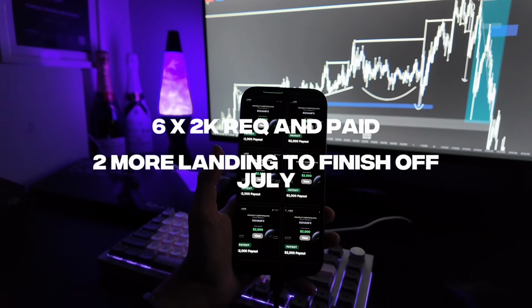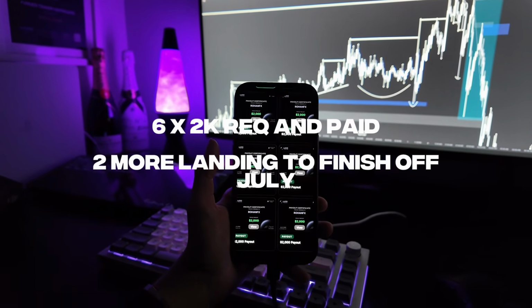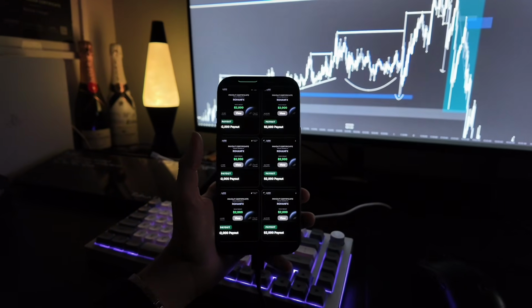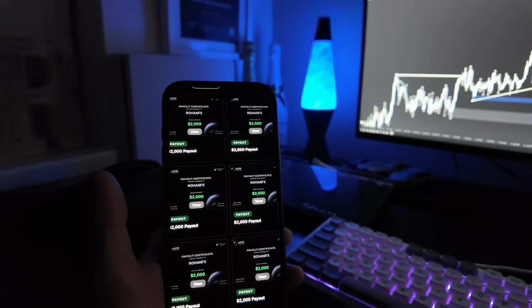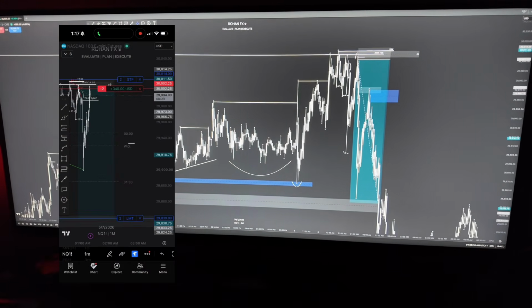So these are some of the payouts from this month with Lucid. 2 payout requests tonight from 2 accounts, max payout. Another 2 next week. But I'll be breaking down this trade.